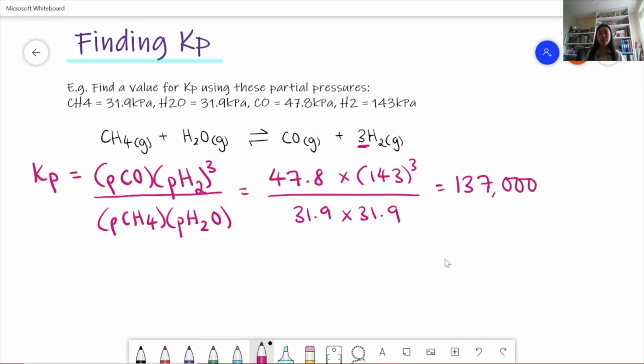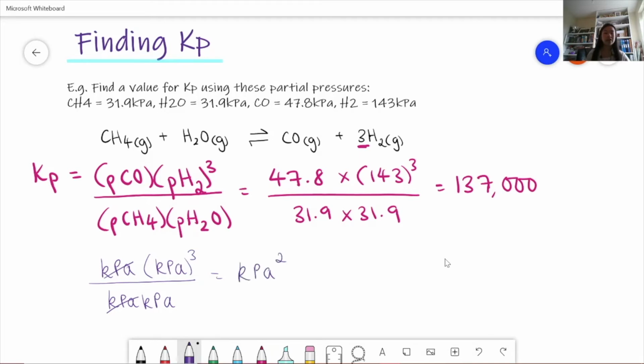And now we need to work out the units of Kp. So like Kc, we write down all the units and then cancel. So on the top, we have a kilopascal for the carbon monoxide, and then we have kilopascal cubed for the hydrogens, and then on the bottom, we have 2 kilopascals. And now we can cancel. So we can cancel this and this, and we're left with kilopascals cubed over kilopascals on the bottom. So that equals kilopascals squared. So the units are kilopascal squared.